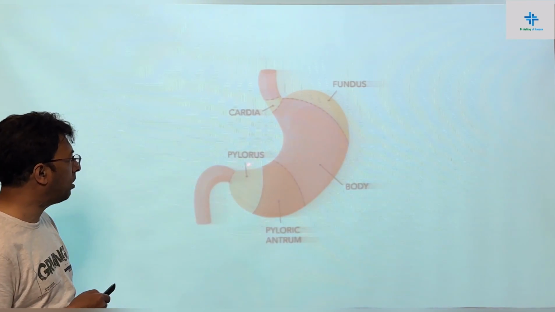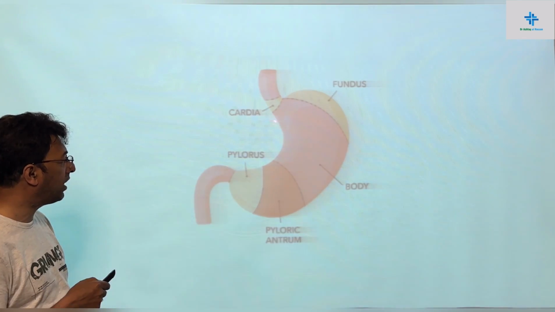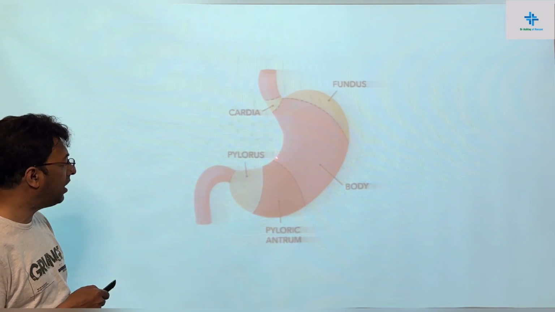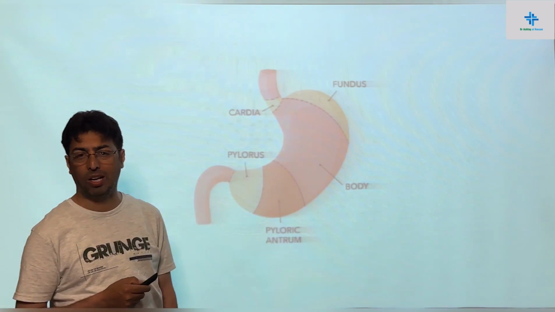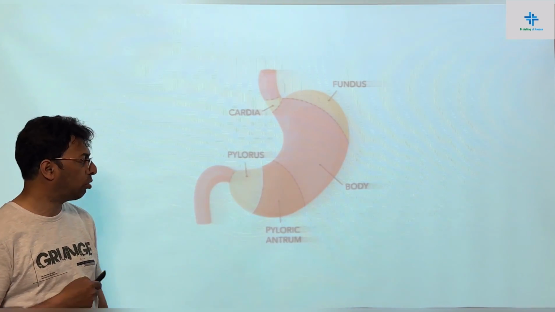But over here you have to remember that the lesser curvature gives attachment to the lesser omentum, and it is attached from the lesser curvature of the stomach to the porta hepatis of the liver, which is the hilum of the liver. So that's important.